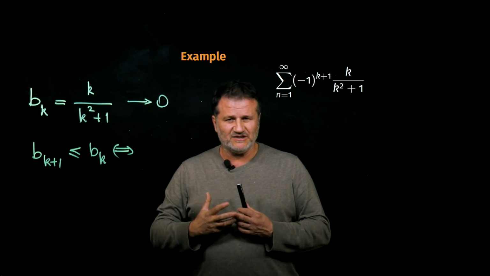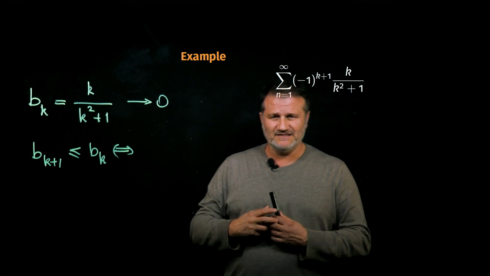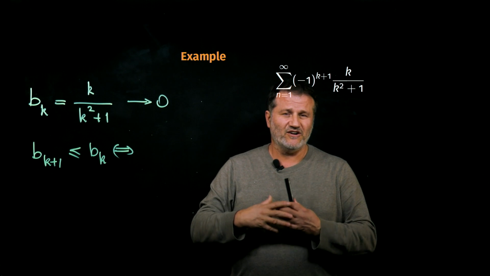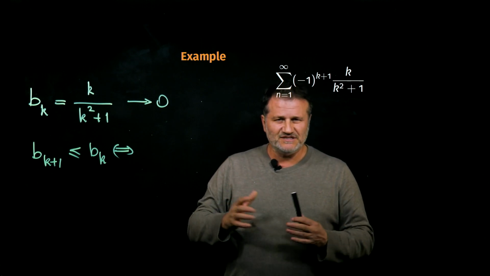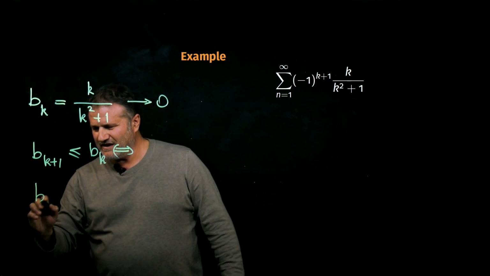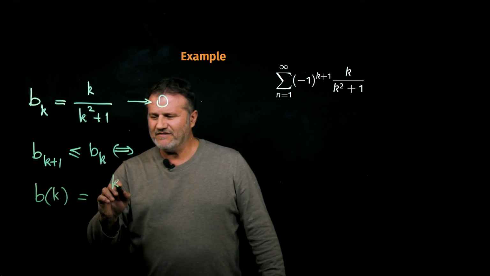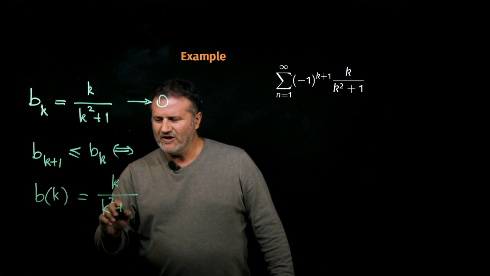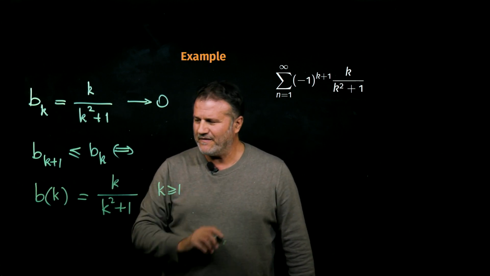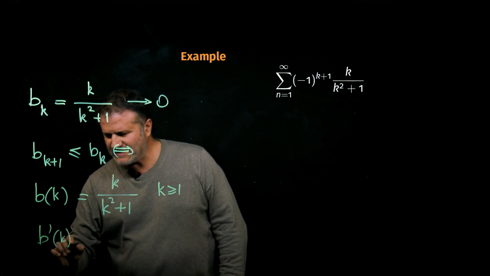So the particular tool we want to use is a remarkable fact that says that if the derivative of a function is negative on an interval, then that function is decreasing. So we think of this b_k as a function b of variable k, of type k divided by k squared plus 1, with k now a real variable greater or equal than 1. We computed the derivative, which is very easy in this case.